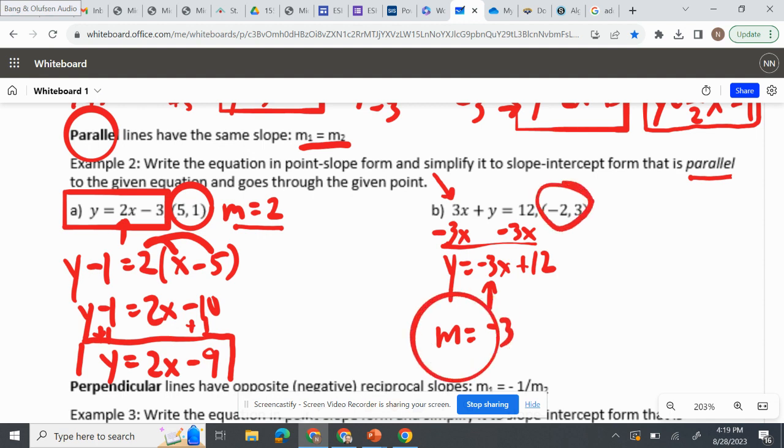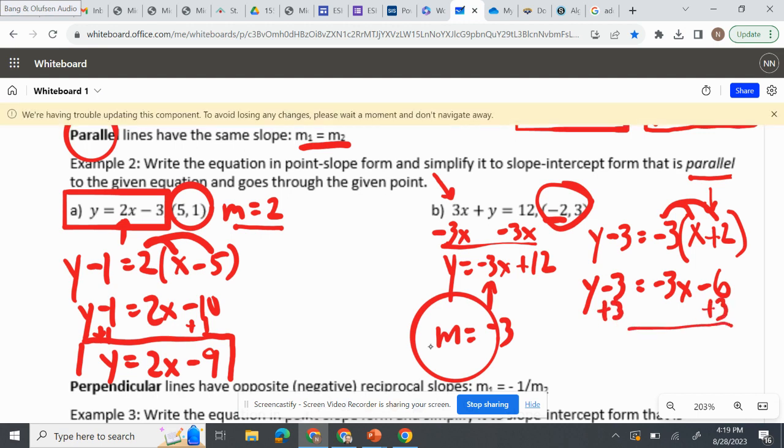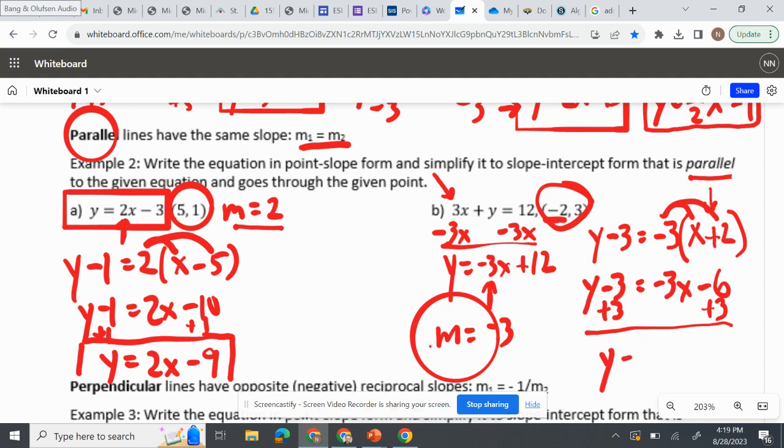I'm going to use my point negative 2, 3, and I'm going to write my equation. y minus 3 equals negative 3 times x plus 2. Once again, the reason that I put a plus is because a negative and a negative make a positive. I distribute the negative 3. y minus 3 equals negative 3x minus 6. I add the 3, and what I get is y equals negative 3x minus 3.